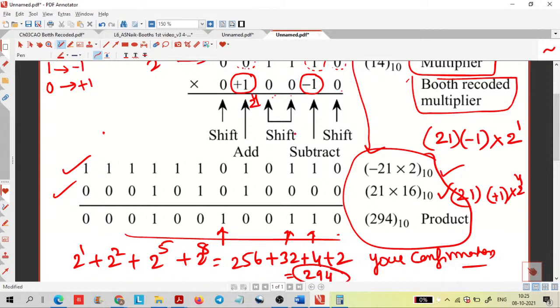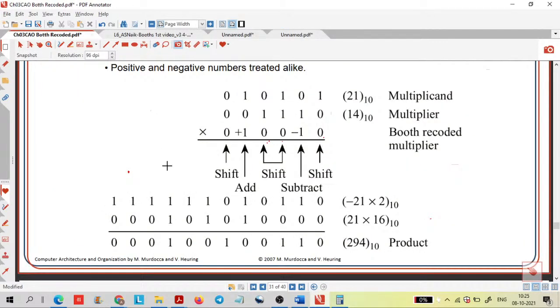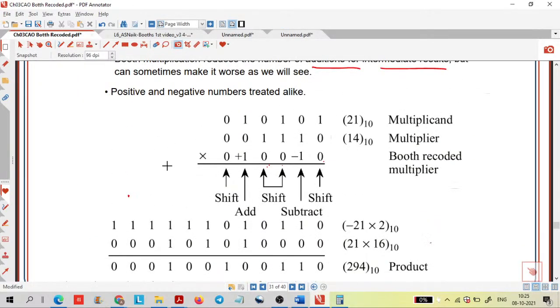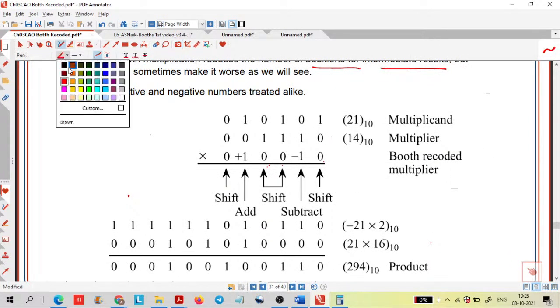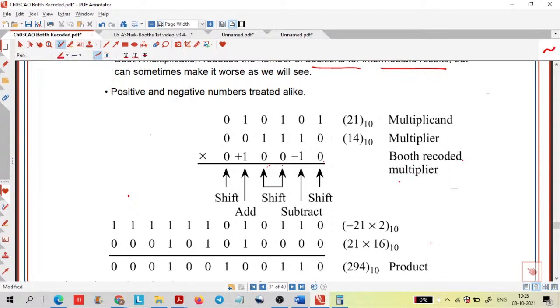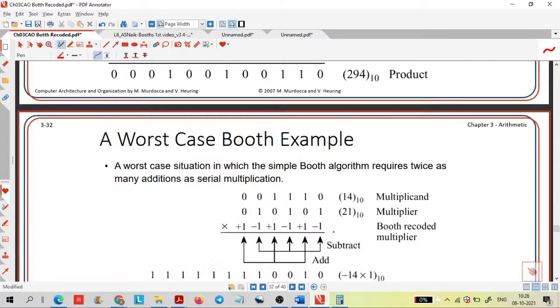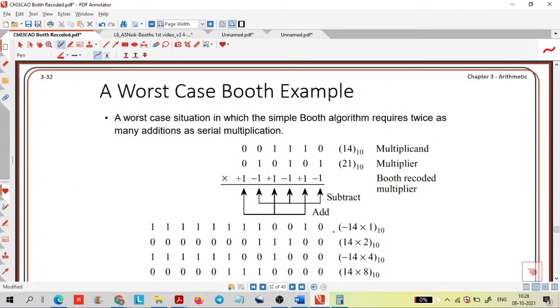Okay, so this is the case of the Booth recoded multiplier. Okay, now the worst case with respect to this recoded Booth algorithm, what is the worst case of the recoded Booth's multiplier?